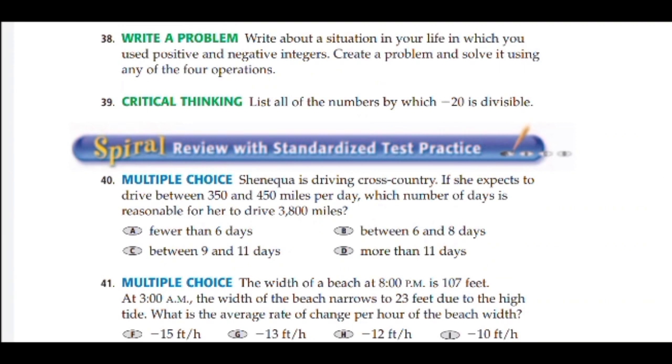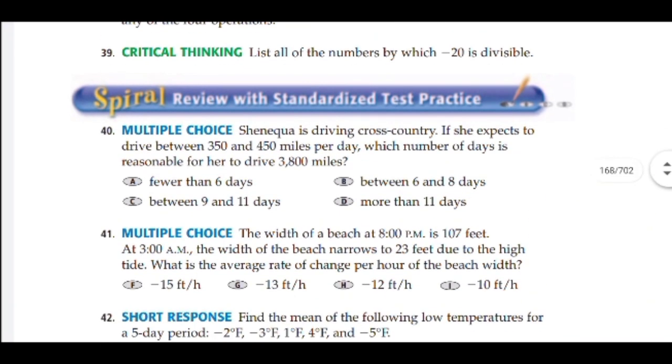Spiral review with standardized test practice. 40, Multiple choice. Sue is driving cross country. If she expects to drive between 350 and 450 miles per day, which number of days is reasonable for her to drive 3,800 miles? A, B, C, D.